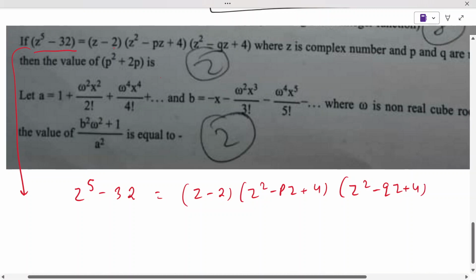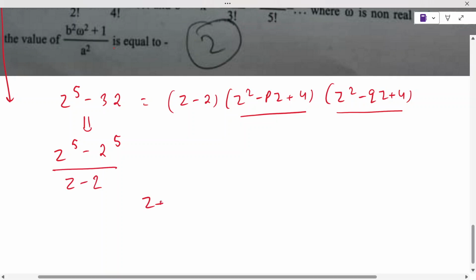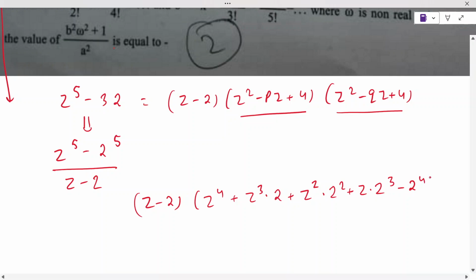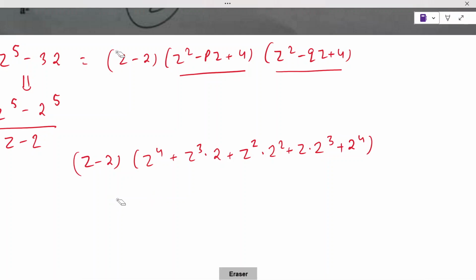See? Now just try to visualize this. That is what is happening there. Like this is z square minus pz plus this thing. So let's just factorize using this formula: z^5 - 2^5, divided by z - 2, is equal to z^4 + z^3 into 2 + z^2 into 2^2 + z into 2^3 and 2^4 will come out.